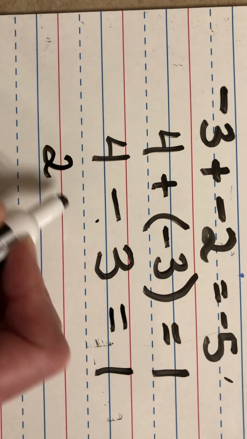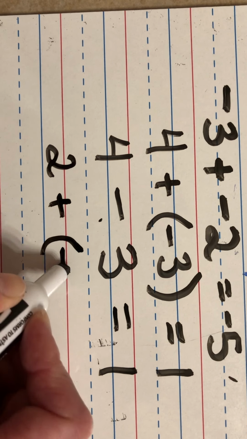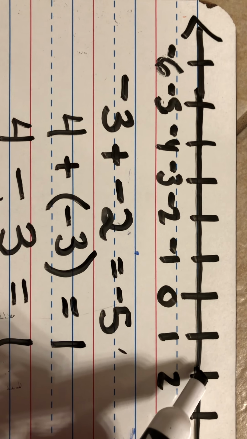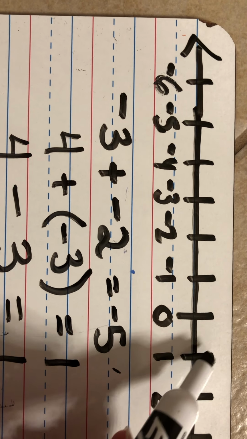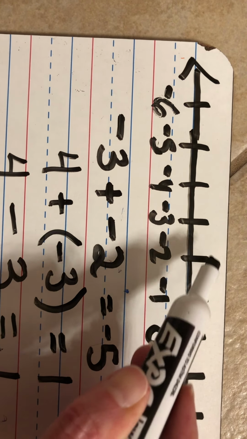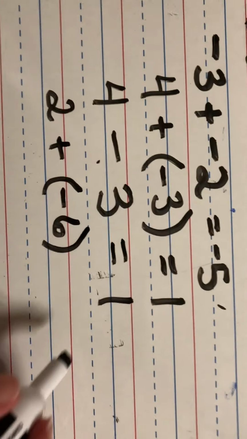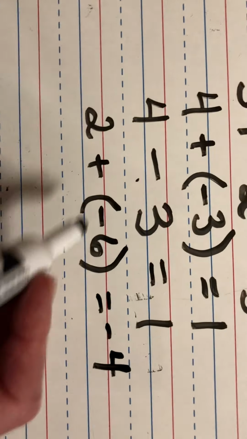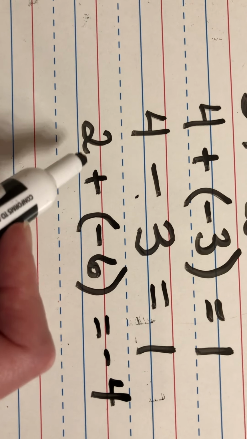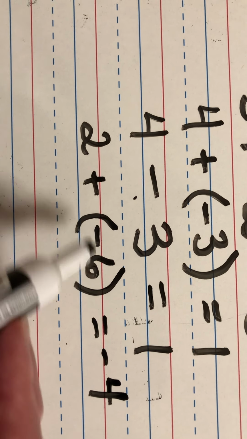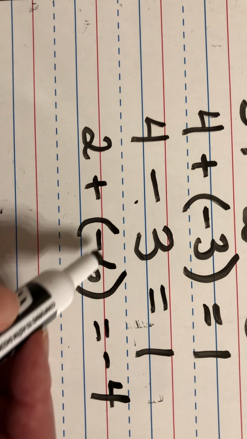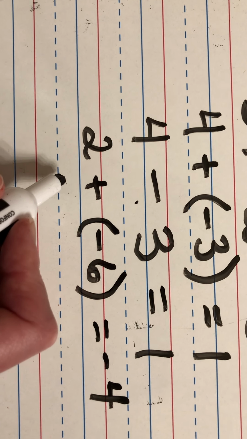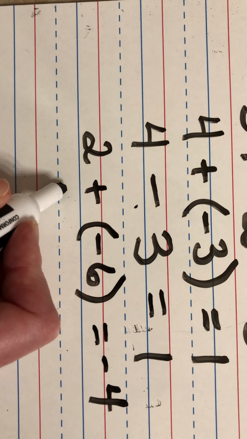Now, if you have something like 2 plus -6, you can use your number line, 2 plus -6, 1, 2, 3, 4, 5, 6 in the negative direction, that's -4. But sometimes you might not be able to draw a number line big enough, so we need a method. Well, if the signs are different, like if this is a positive and this is a negative, you're going to subtract the two numbers and just ignore the signs when you do the subtraction.